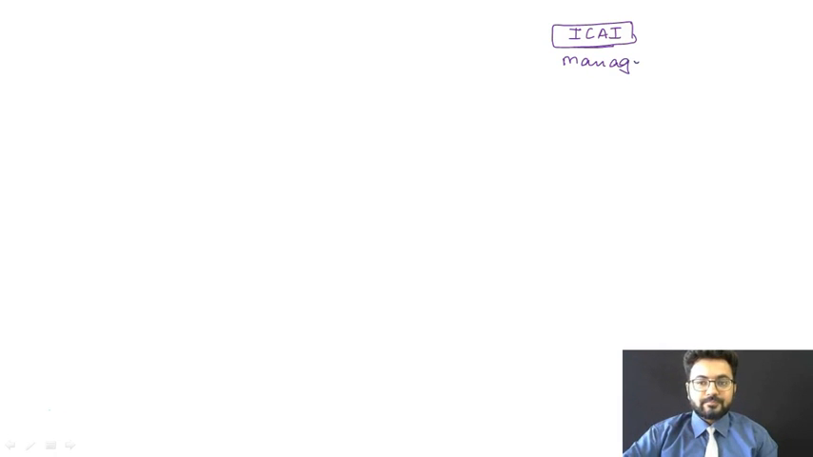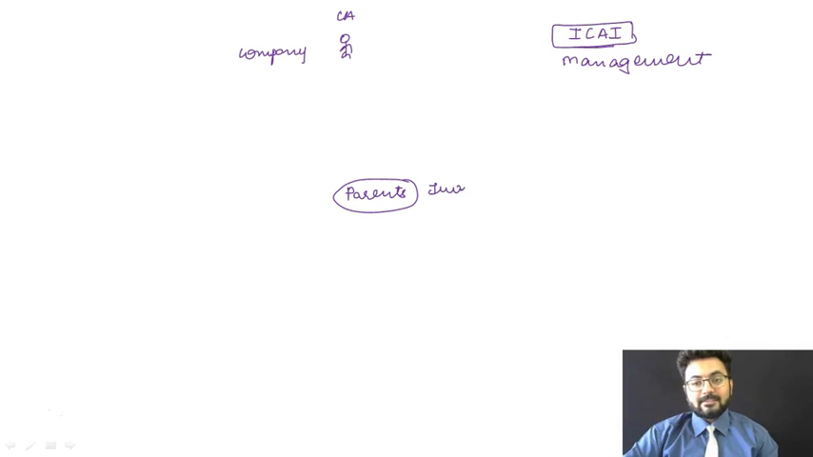Let me give you one more example. You have the world's second largest accounting body, ICAI. The world's largest is ACCA. Sir is already a faculty over there as well. So when it comes to ICAI, ICAI is the management. You who are going to become chartered accountants, you can consider yourself as a company. And the people who are doing the investment, they are your parents. They are investors.